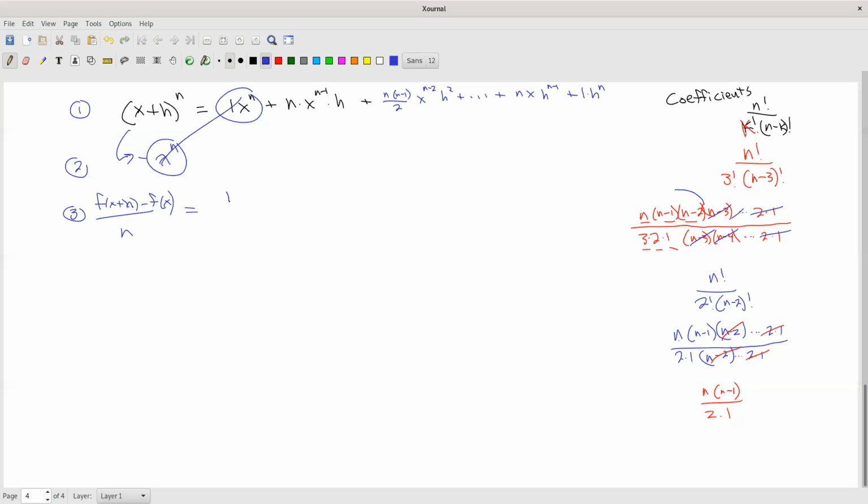So I now have n times x to the n minus 1 times h plus n times n minus 1 over 2 x to the n minus 2 times h squared, plus a whole lot of terms in between, and then it always ends in the reverse with n x h to the n minus 1, plus h to the n. And all of that has to be divided by h. And what I hope you'll notice here is that every single one of the terms above has at least one h in it to give up.